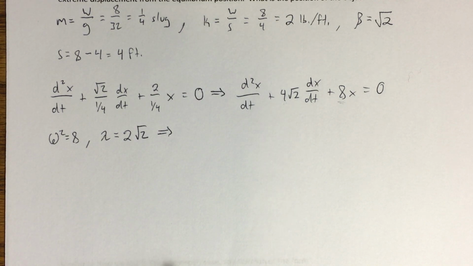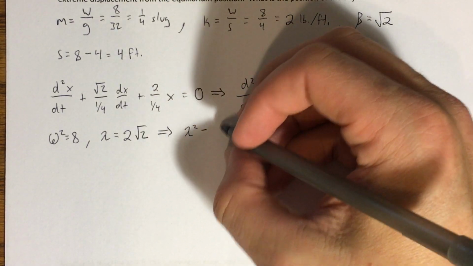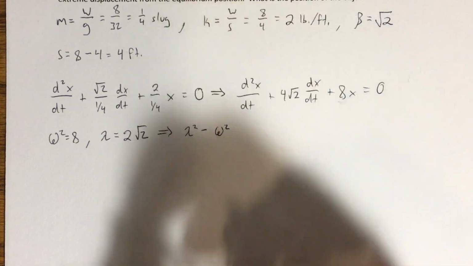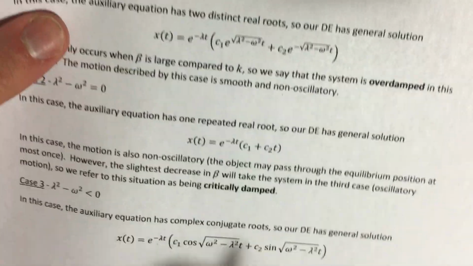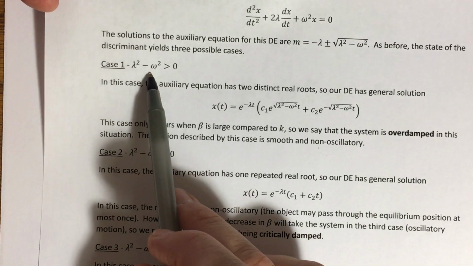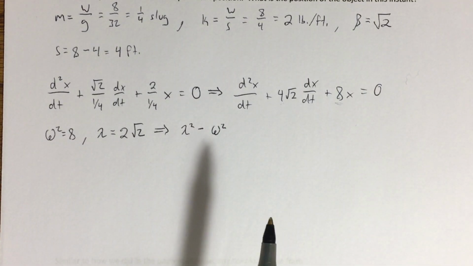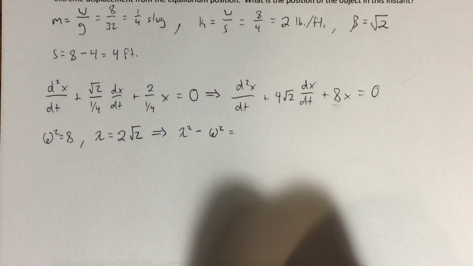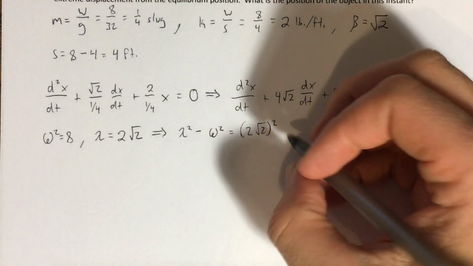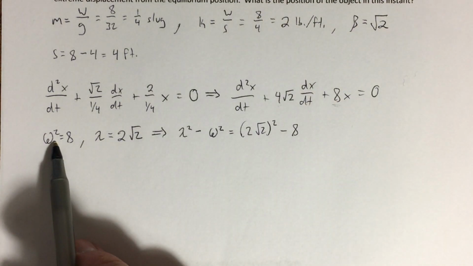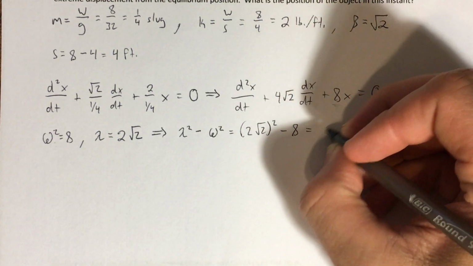Now, what I need to do is look at lambda squared minus omega squared. Because remember, that's the discriminant that gives us those 3 different cases. So lambda squared minus omega squared, whether it's positive, negative, or 0, that's going to tell us which case we're looking at. Lambda squared minus omega squared would equal, well, lambda squared is 2 root 2 squared. Omega squared is 8. Not 8 squared. Remember, it's already omega squared as written, right? 2 root 2 squared is equal to 8, so this is 8 minus 8, or 0.